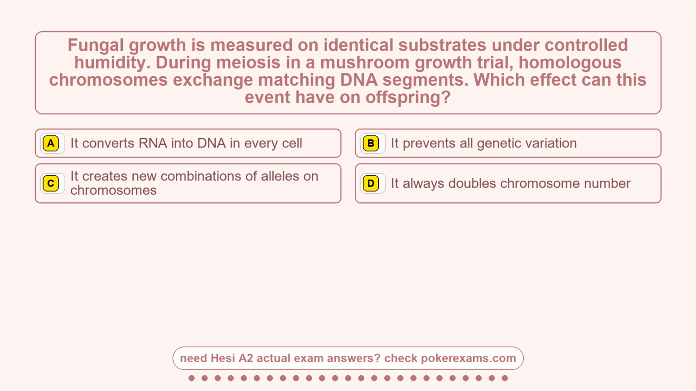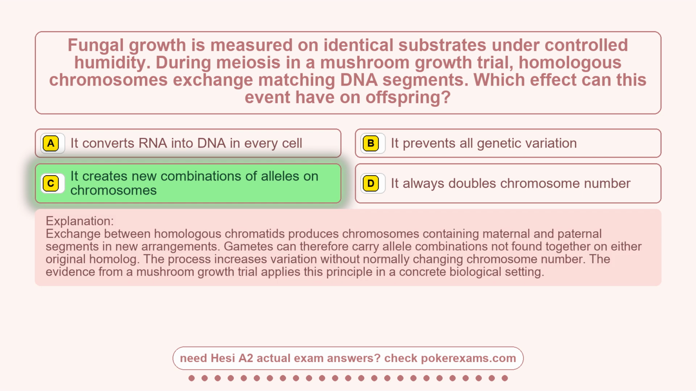Option A, it converts RNA into DNA in every cell. Option B, it prevents all genetic variation. Option C, it creates new combinations of alleles on chromosomes. Option D, it always doubles chromosome number. The correct answer is option C, it creates new combinations of alleles on chromosomes.